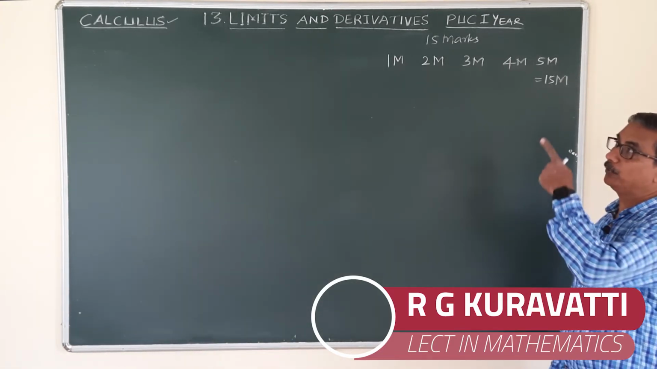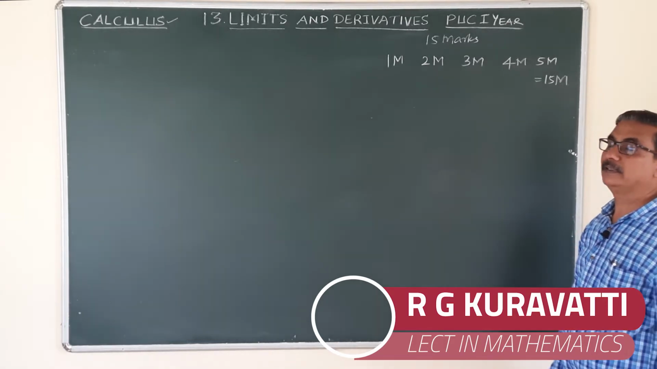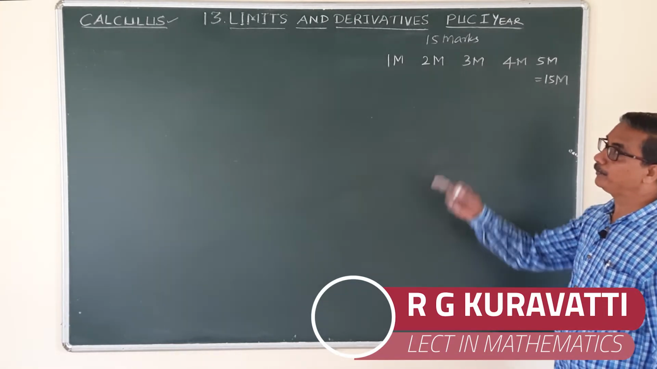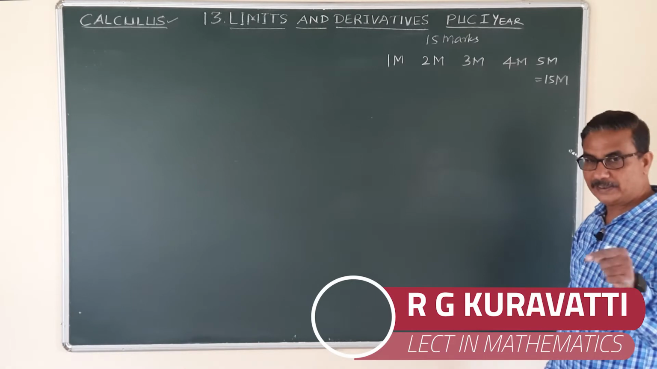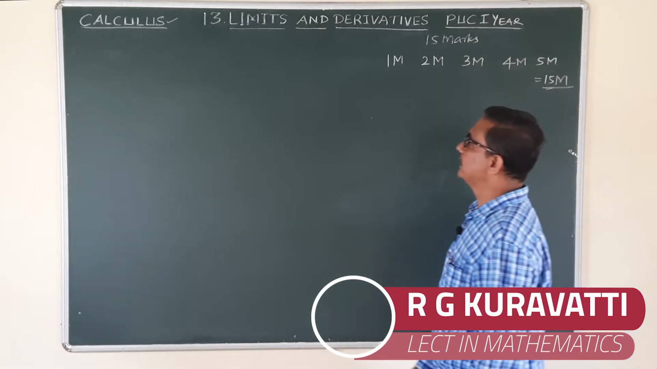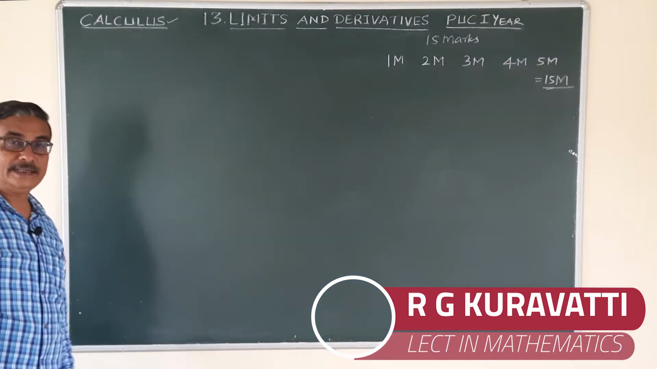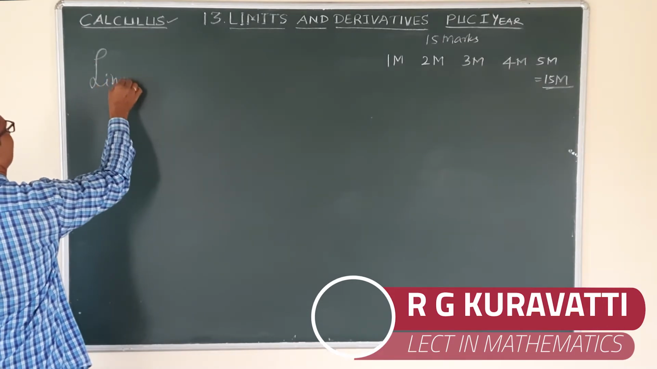Whereas in second PU, the calculus section carries a total of 70 marks. Second PU, it is the biggest section, 70 marks. Whereas in first PU only 15 marks. Okay. Now let us discuss the definition of limit as well as derivative. Now here, define a limit.